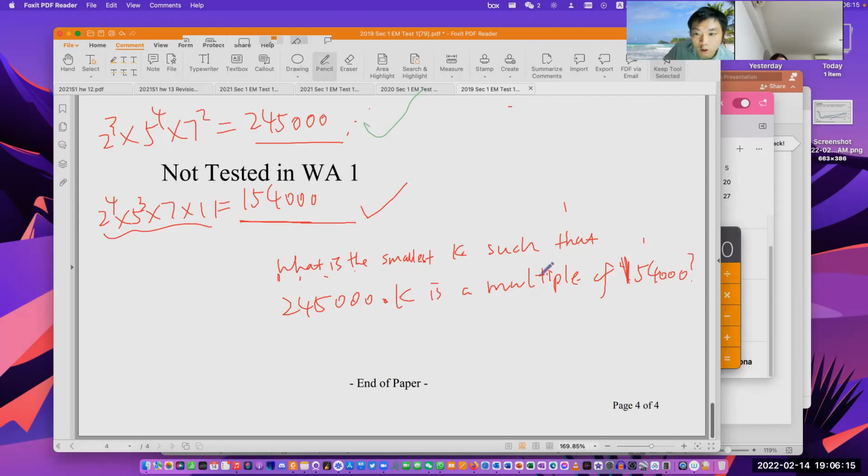So this is the question they will give you. And if they ask you this question, this is a multiple of this. What is the meaning of this? So that means 245000 times a k is a multiple. A multiple means you divide.